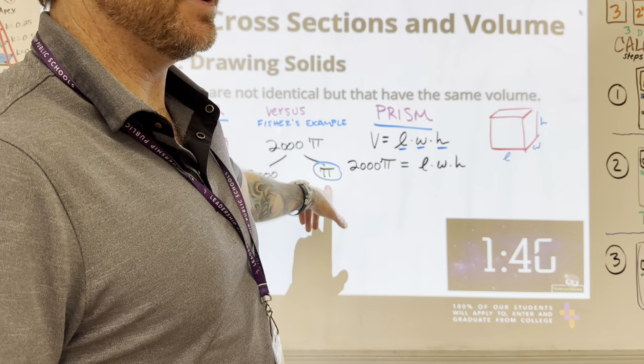Okay, so two solids, not identical, but have the same volume. In my opinion, I like to start with a cylinder. So go with a cylinder versus a prism. So a cylinder versus a prism. This is just my idea. This is Fisher's example.